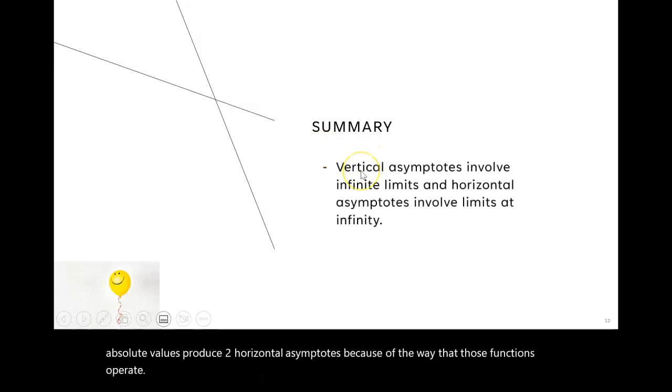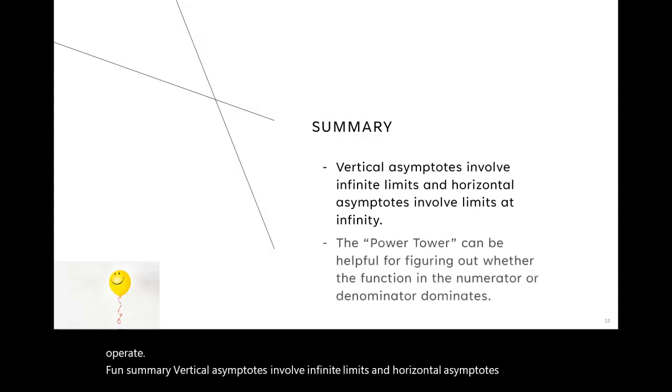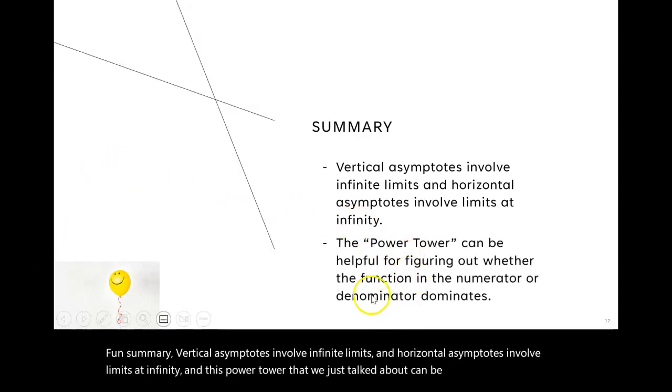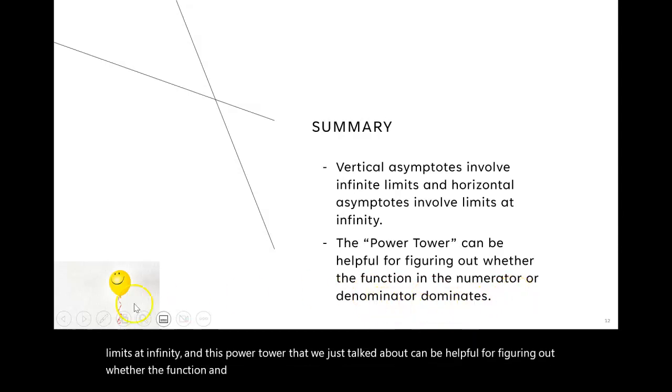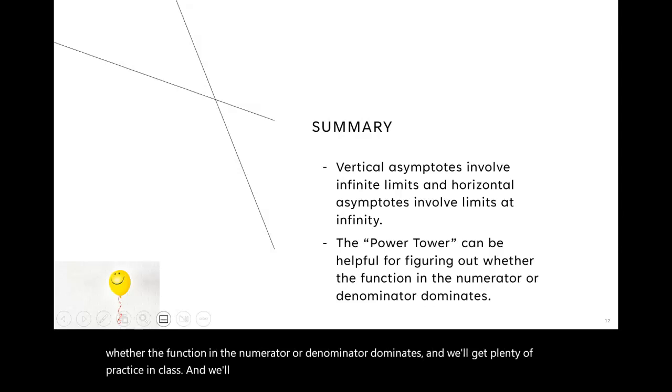So in summary, vertical asymptotes involve infinite limits and horizontal asymptotes involve limits at infinity. And this power tower that we just talked about can be helpful for figuring out whether the function in the numerator or denominator dominates. And we'll get plenty of practice in class, and we'll see you on the next video.